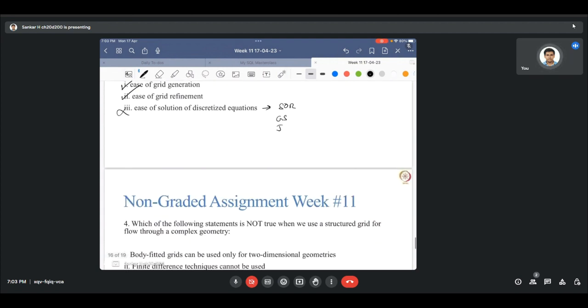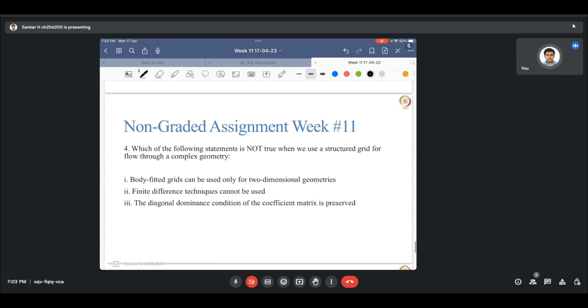Okay, moving on to the next question. Which of the following statements is not true for when we use a structured grid for flow through a complex geometry? Body fitted grids or the unstructured grids can be used only for two-dimensional geometries. Finite difference techniques cannot be used. The diagonal dominance condition of the coefficient matrix is preserved. Anyone like to answer the question?